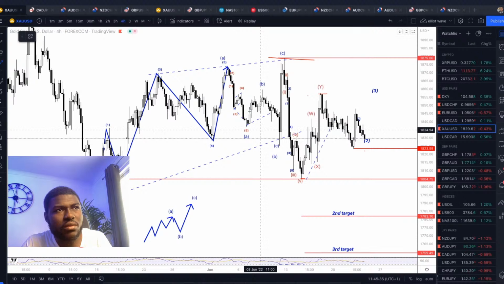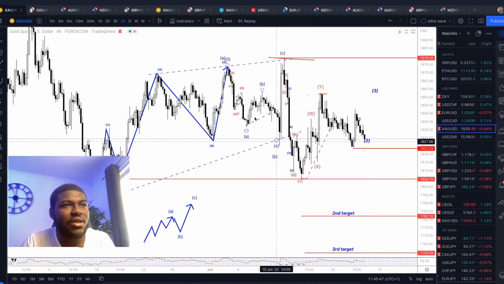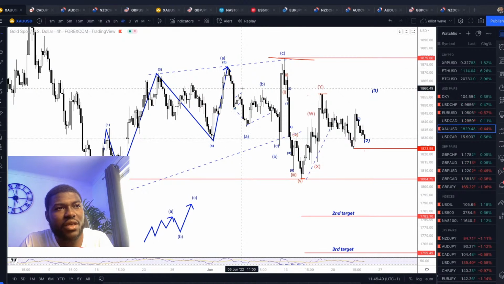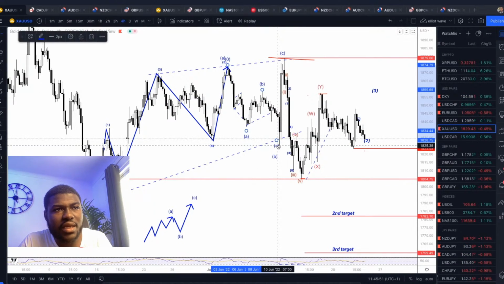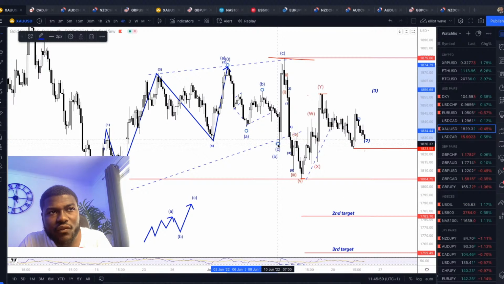With these two. First leg of zigzag, second leg, and third leg of zigzag. Yes or no? Yes or yes? Yes, it does. So that means our correction has ended here. Then the next thing we are expecting is this bullish move to the upside. And that is exactly what happened from this low up to this high.